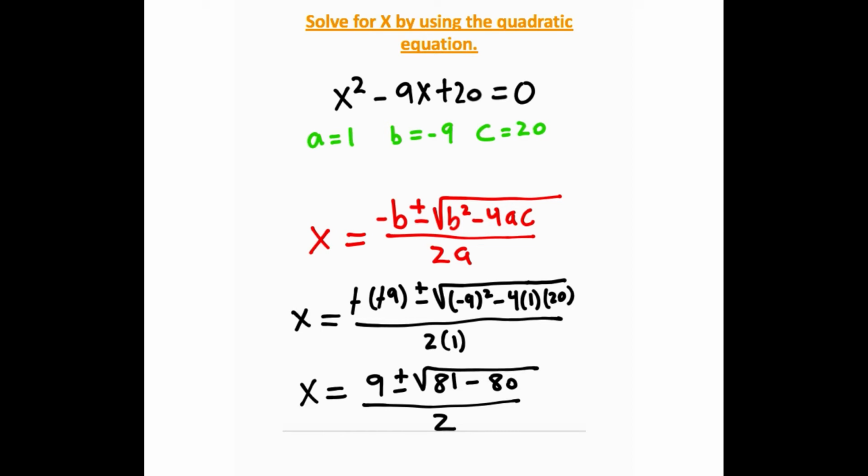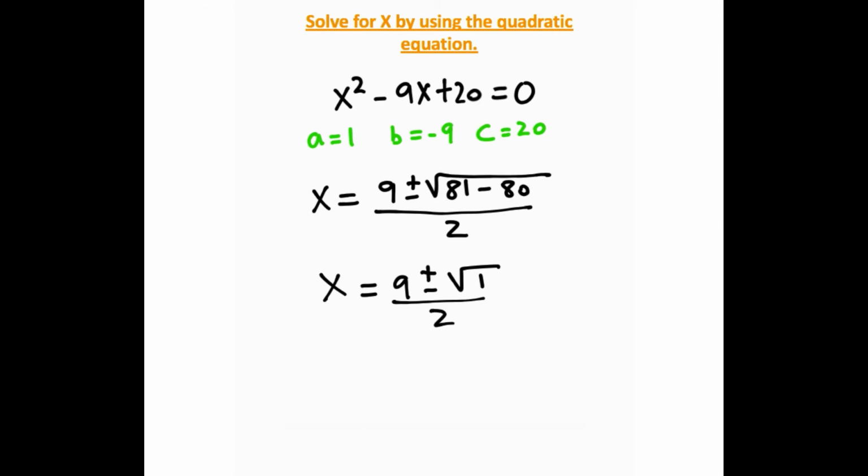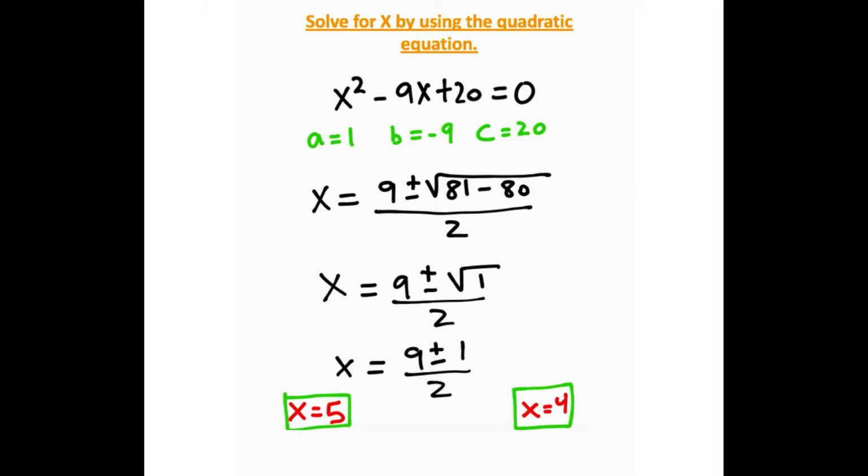Now what I can do is simplify what's underneath the square root. 81 minus 80 is going to be positive 1. And the square root of 1 is just going to give you 1. So I have 9 plus or minus 1 over 2. So I have 9 plus 1 over 2 and 9 minus 1 over 2. And my two x's are going to end up being 5 and 4. And notice that those match the two x's we got before.